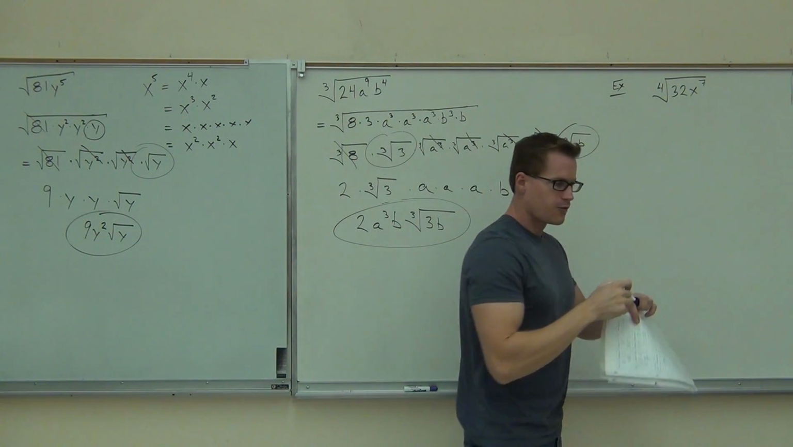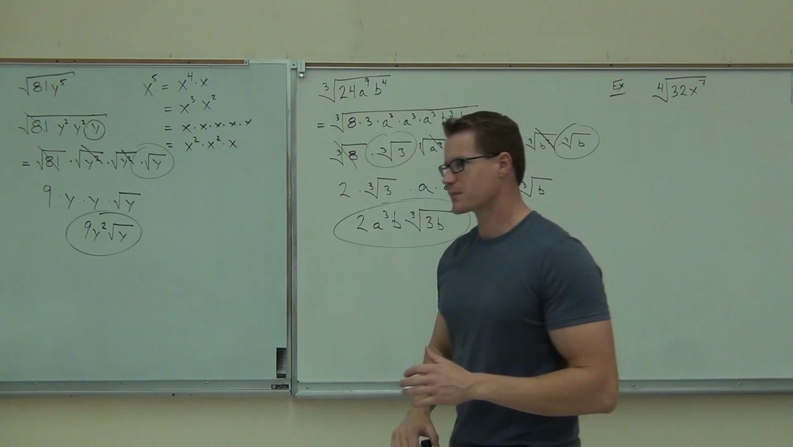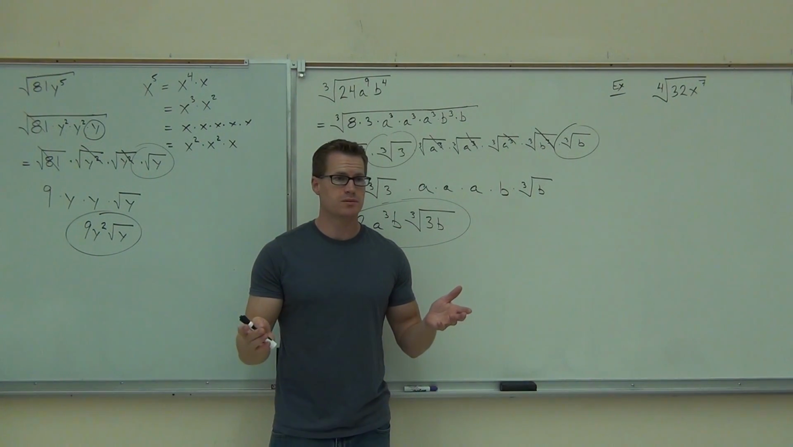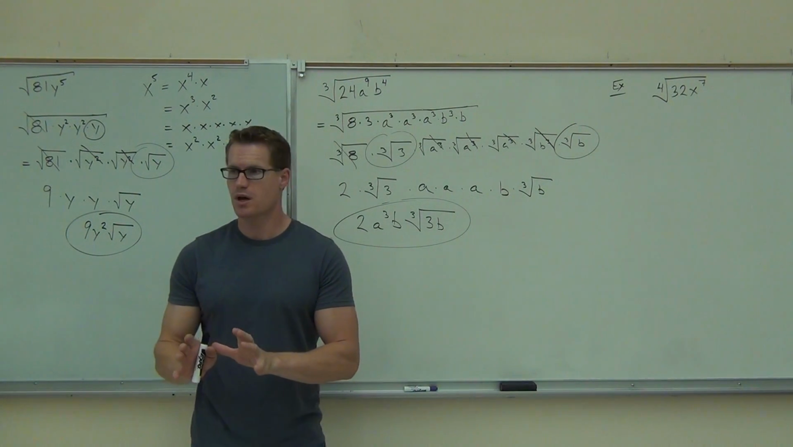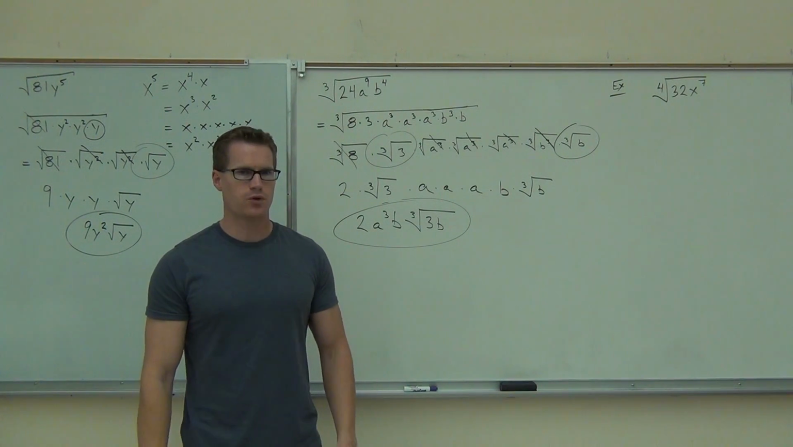Okay, there we go. Fourth root, 32, x to the 7th. I just said fourth root. So, really shouldn't be looking for square roots. Shouldn't be looking for perfect squares. Shouldn't be looking for perfect cubes. Should be looking for perfect fourth powers. Perfect fourth powers.